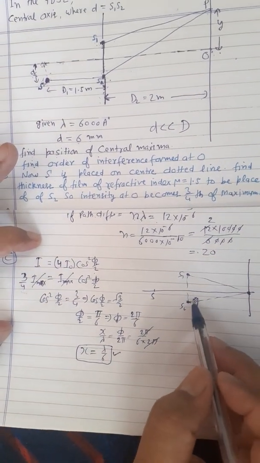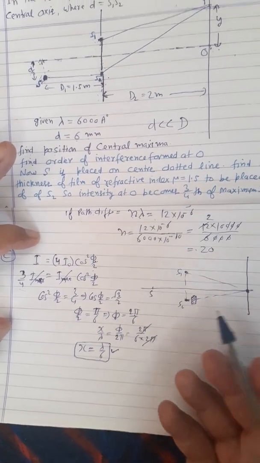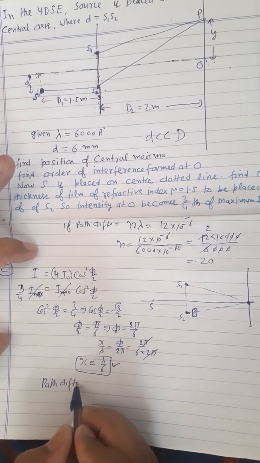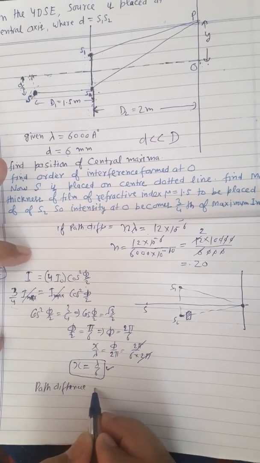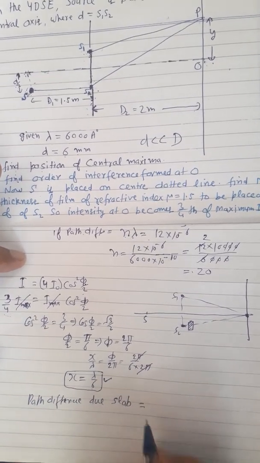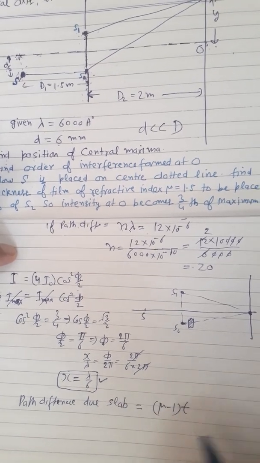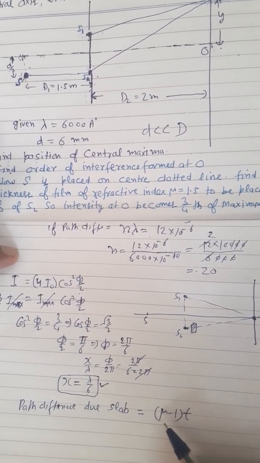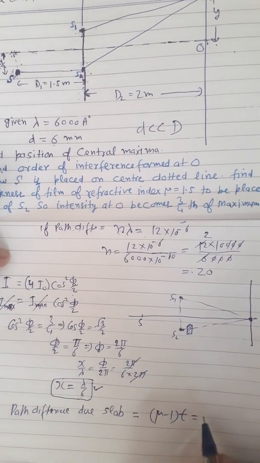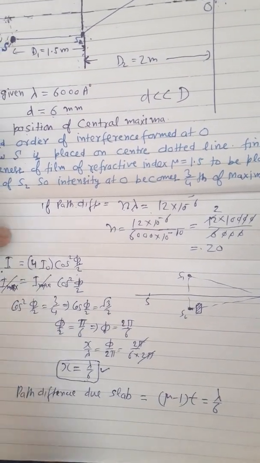We know if we introduce a glass slab, what happens? The path difference due to the glass slab is equal to what? The formula is mu minus 1 into t. Optical path will be mu t. So the path difference is mu minus 1 into t. So that should be equal to how much? Lambda upon 6 for the intensity 3 by 4.